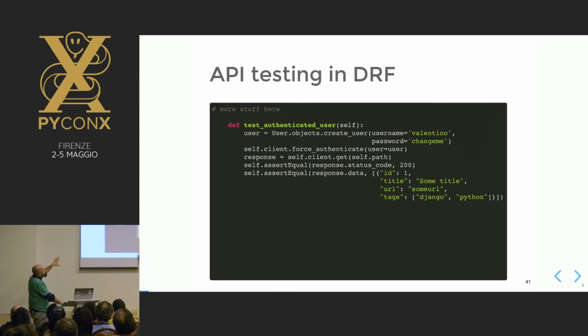This is how a more complicated test will look like. This is a test for an authenticated user. So I am just creating a user, I'm making a fake user. Force authentication is a method on the test class. And here I'm just asserting that the user will have the 200 status code with the response I am expecting.